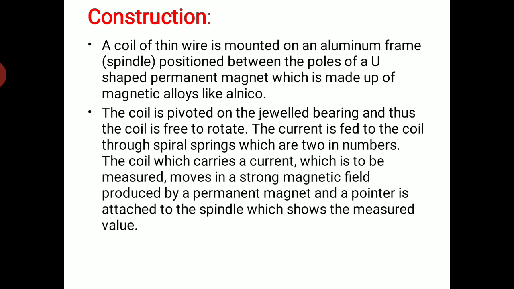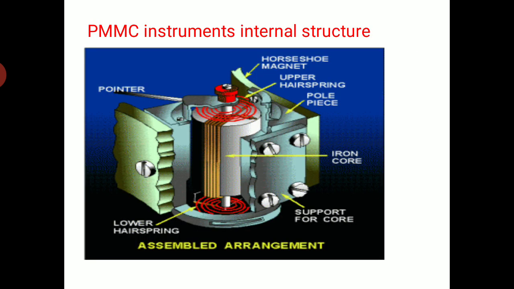Construction: a coil of thin wire is wound on an aluminum frame positioned between the poles of a U-shaped magnet, which is made up of a magnetic alloy like Alnico. The coil is pivoted on jewel bearings and thus the coil is free to rotate. The current is fed to the coil. Whenever the coil experiences a force, the magnetic field is produced by the permanent magnet, and the pointer attached to the spindle measures the values.